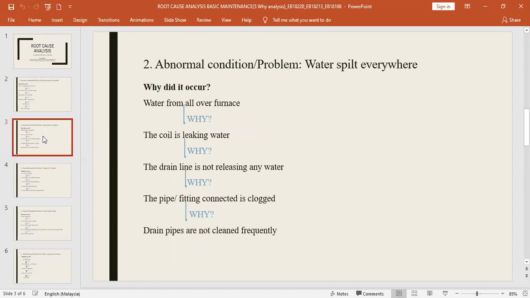Next. The second problem is water spilling everywhere. There's water coming out from all over the furnace and the coil is leaking because the drain line is not releasing any water due to the clogged pipe and fitting. So why is this happening? Because the drain pipes are not cleaned frequently.